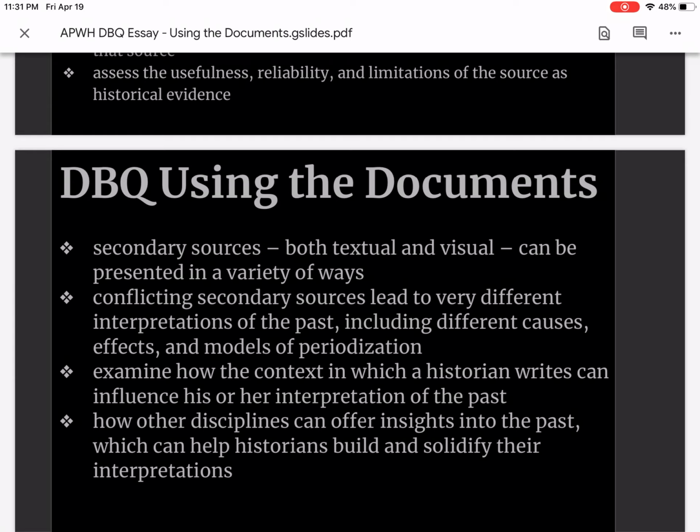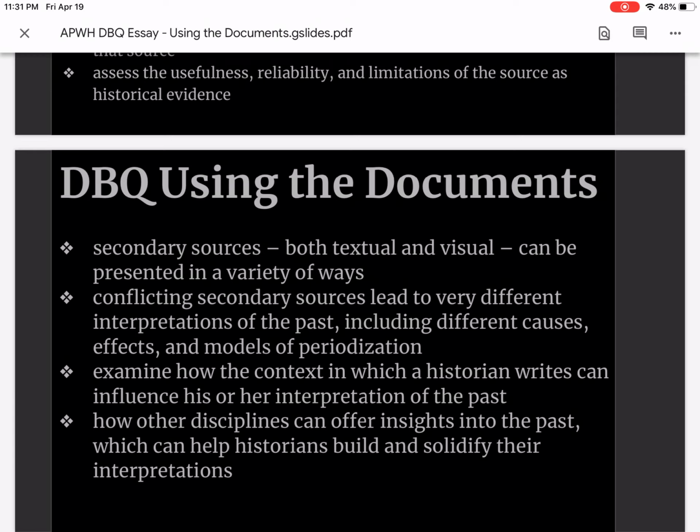For example, the last time period that we study in this class is 1900 to the present. So determining the periodization for period 6 or part 6, what's the significance of the year 1900? That means it's a turning point in world history. That's periodization. And you also need to examine how the context in which the historian writes can influence his or her interpretation of the past.